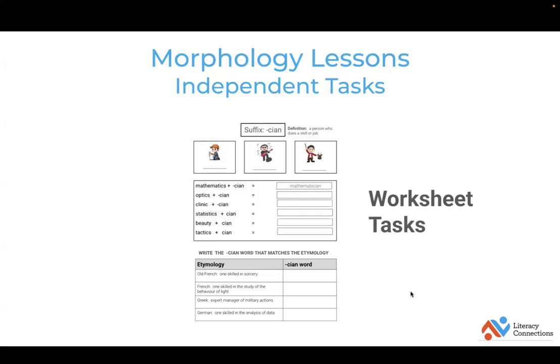So they are all your options for the lessons. So we're starting off introducing the morpheme, going into reading words, spelling, and then meaning, and then breaking into independent tasks. So we're looking at a similar kind of timing to a spelling lesson of around 15 to 20 minutes.